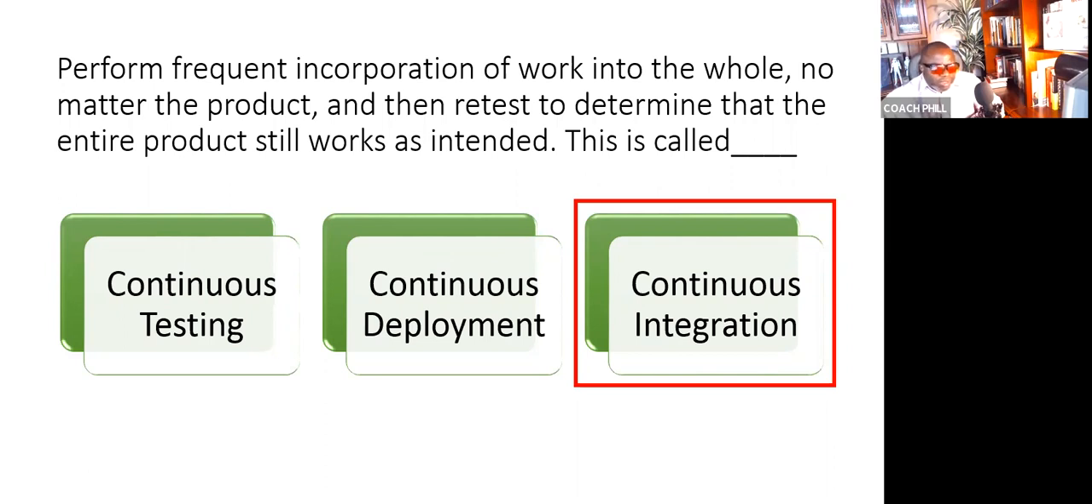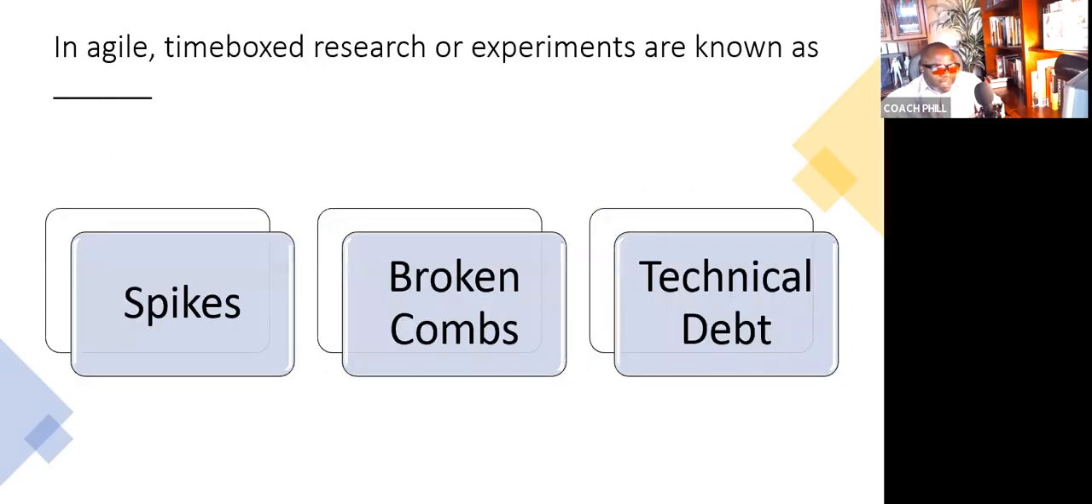So incorporation of the work into the whole is what the integration piece is largely. Next one. In Agile, time box research or experiments are known as what? Again, remember to hit the pause button if you need more time. 3, 2, 1. The answer, spikes.